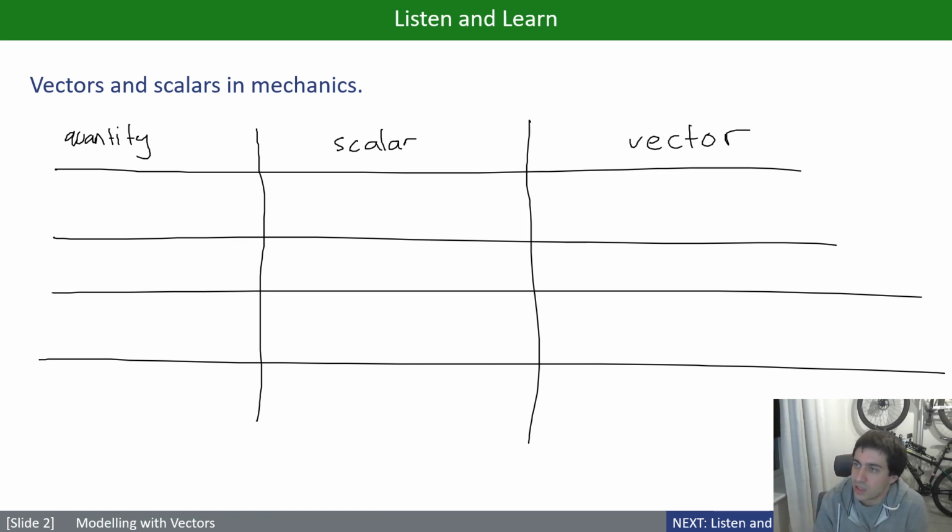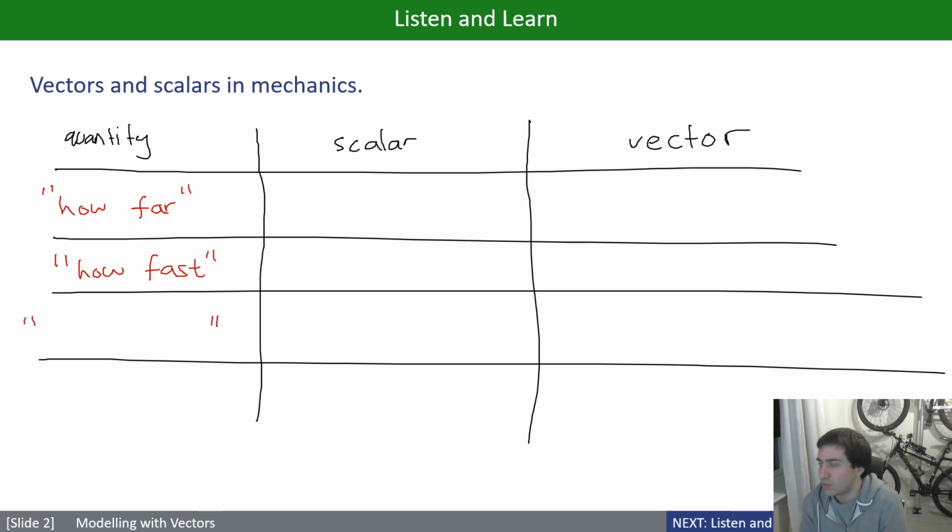So the first quantity I'm going to talk about, I'm going to use non-physics, non-mathematical terms. I'm just going to write the words how far, and then we'll say how fast. It's a bit hard to do the third one. Let's go there in a moment. So first of all, how far as a scalar, this is distance, and as a vector, this is displacement.